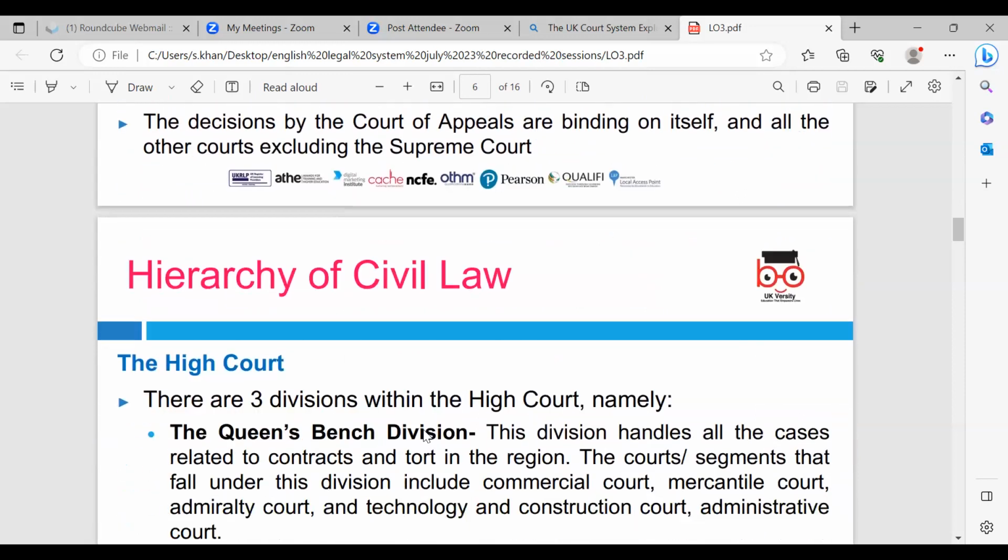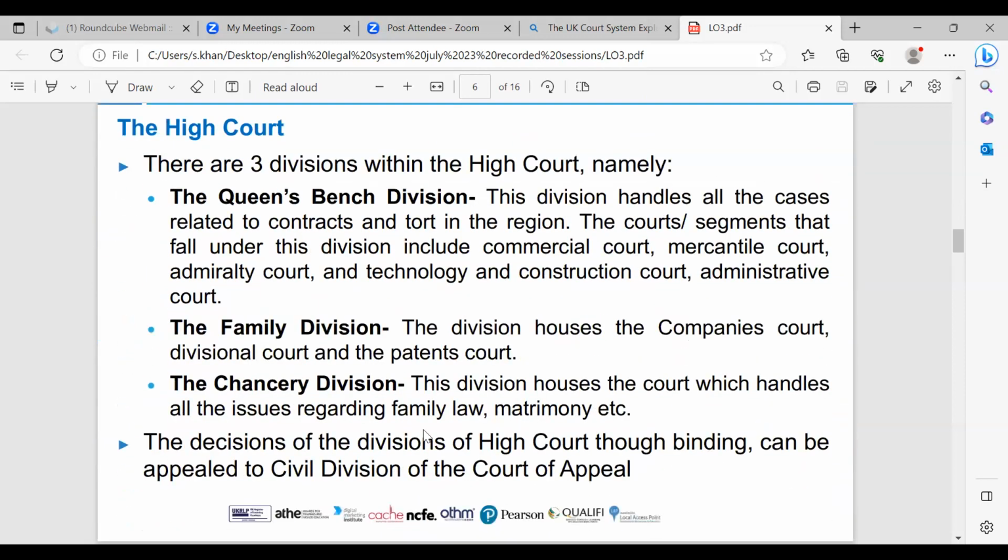The next one that we're going to look at is the High Court. There are 3 divisions within the High Court, namely the Queen's Bench Division. This division handles all the cases relating to contracts and tort in the region. The court segments that fall under this division include Commercial Court, Mercantile Court, Admiralty Court, Technology and Construction Court, and Administrative Court.